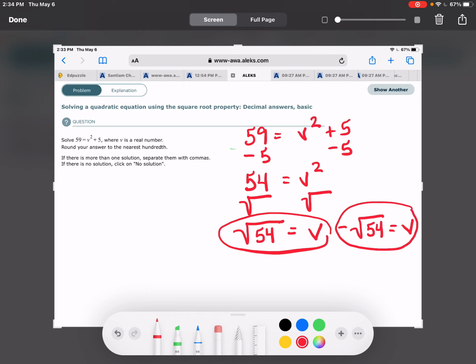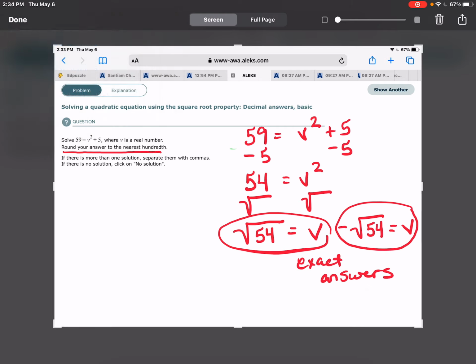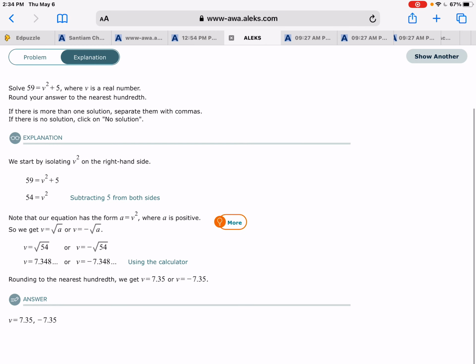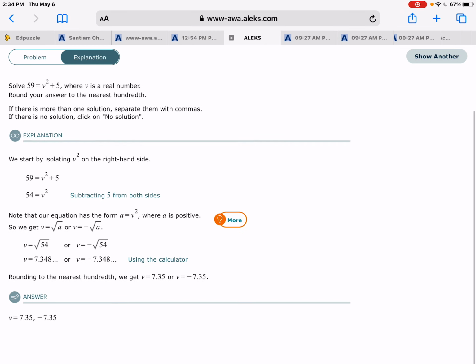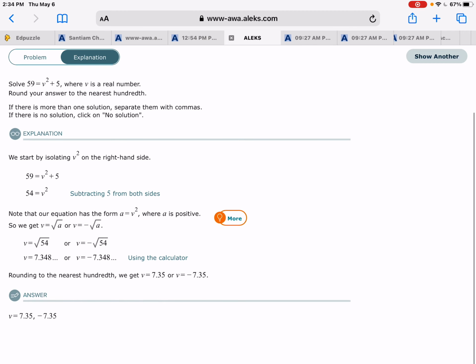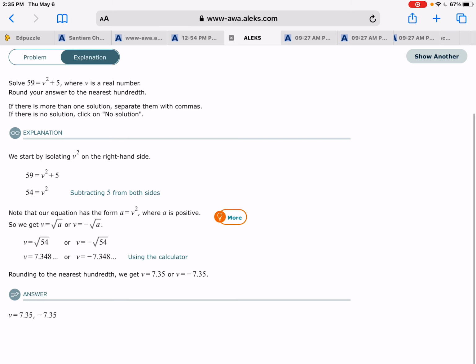Since they're not telling us we can, oh, nope, there it is. Round your answer to the nearest hundredth. So these are exact answers. But in order to round to the nearest hundredth, you're just going to put those in the calculator. We'll go over and look at the answers to see that. Square root of 54 is about 7.35, and negative square root of 54 is about negative 7.35.